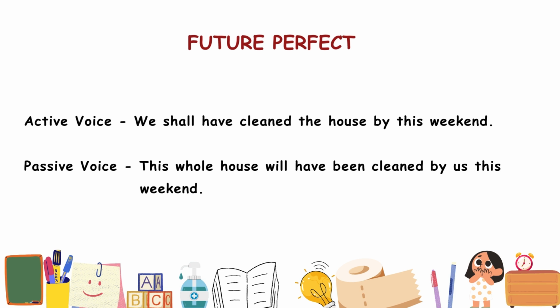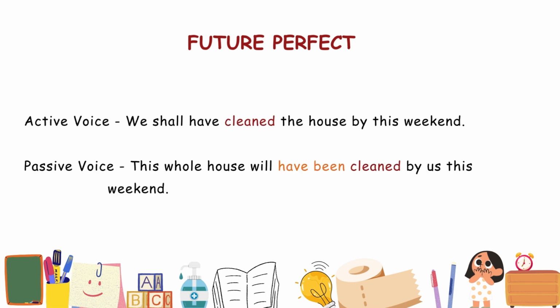Future perfect tense. We shall have cleaned the house by this weekend. Is an active voice. This whole house will have been cleaned by us this weekend. Is a passive voice. Here, have been is used as an auxiliary verb and cleaned remains same as it is already in the past tense.